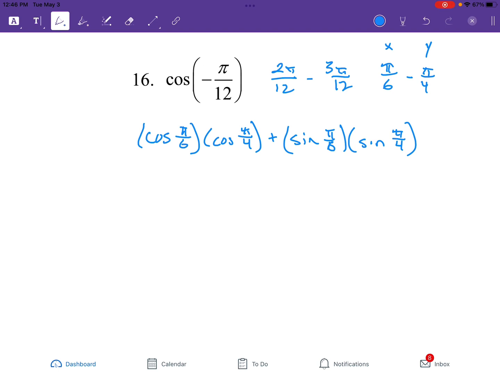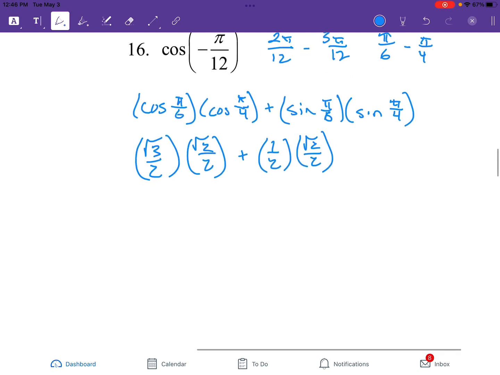All right, so now we have to find the parts of the points for these different trig functions in radians. Also, this is really ugly too. It's bothering me. Okay, so the cosine of pi over 6 is root 3 over 2. The cosine of pi over 4 is root 2 over 2. Plus the sine of pi over 6 is 1/2. The sine of pi over 4 is root 2 over 2.